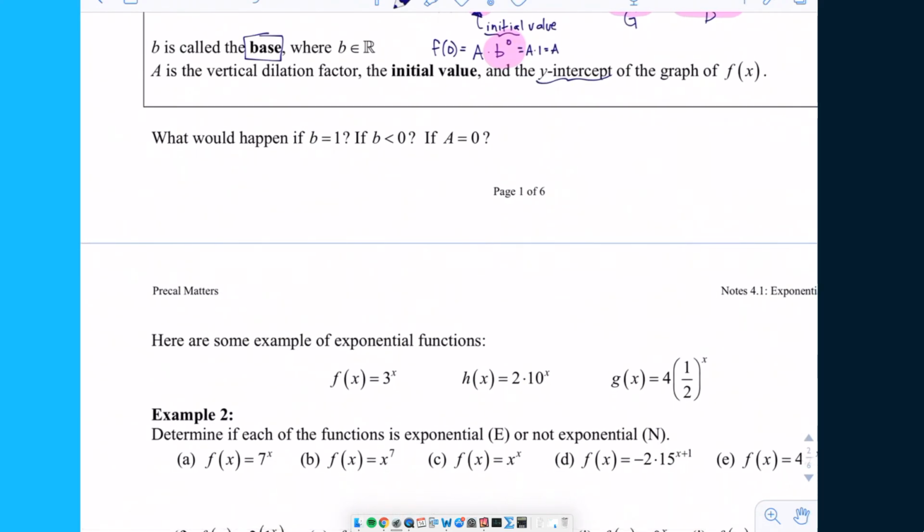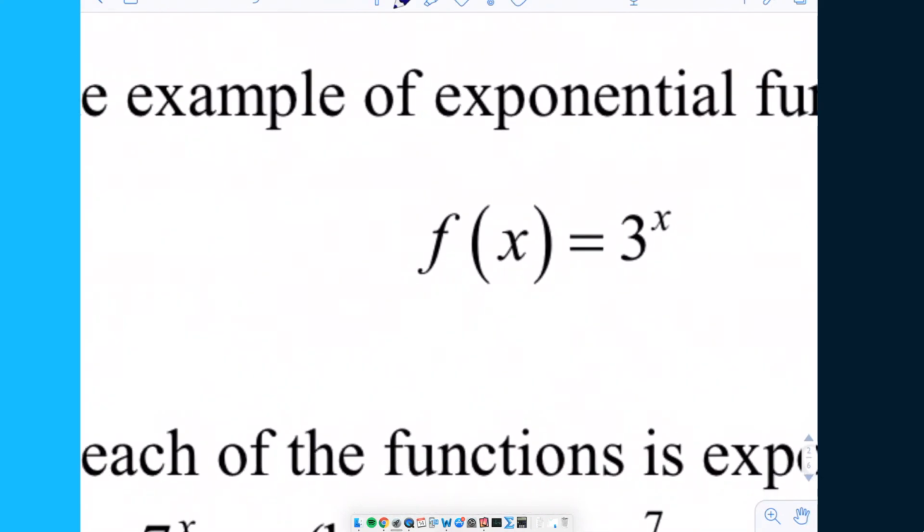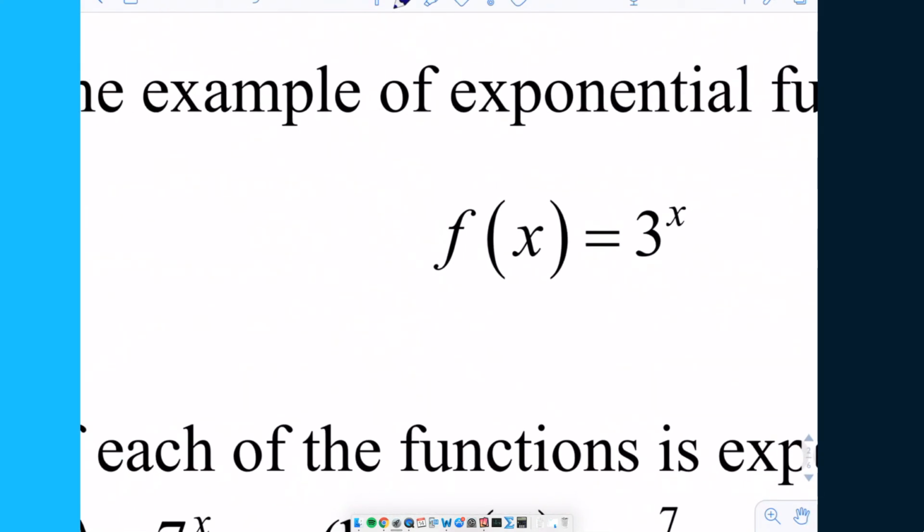Okay, here's some examples then of some exponential functions. This is what they look like. f(x) = 3^x. Now, why is that exponential and not polynomial? Yes, you have a variable in the exponent, and the base is 3. So this would be something that triples every value of x. It goes from 3, and then to 9, and to 27, 81, so on and so forth.